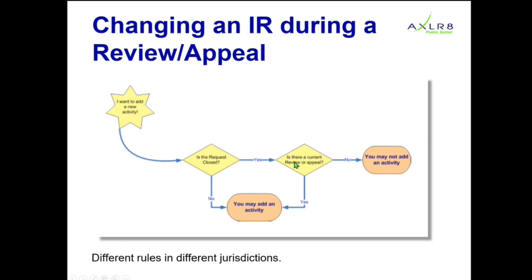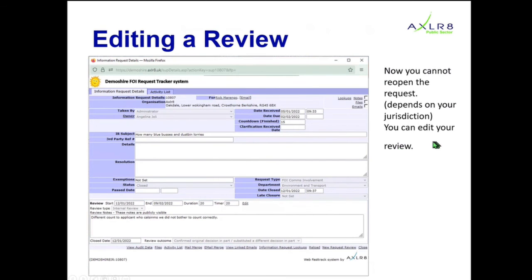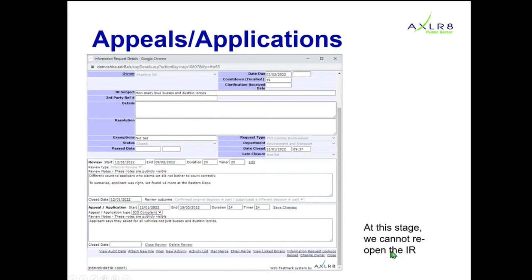then and if there's no review going, then you can't add. No, what am I talking about? You can add if the request is open, you can add a new activity. If the request is closed and there is a current review going on, then you can add an activity. But if there's no current review, then you can't add an activity. Now, different jurisdictions have different rules, as I mentioned. Once again, you'll notice you still can't open the information request while you're doing the appeal of the review.